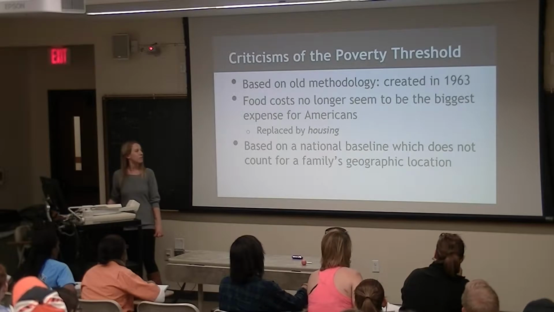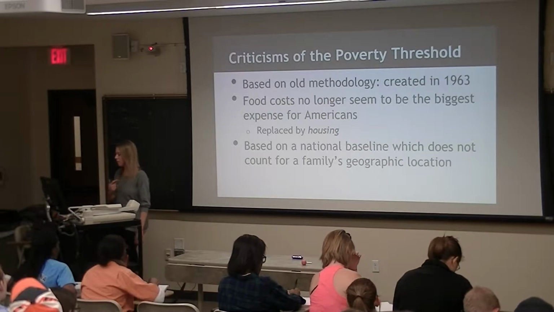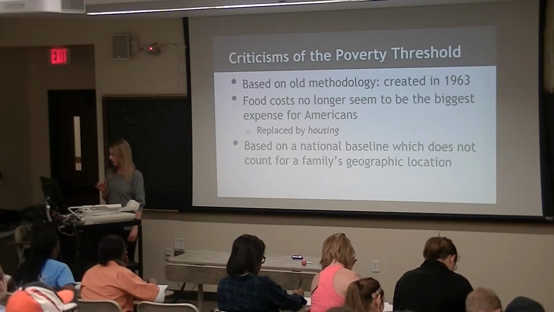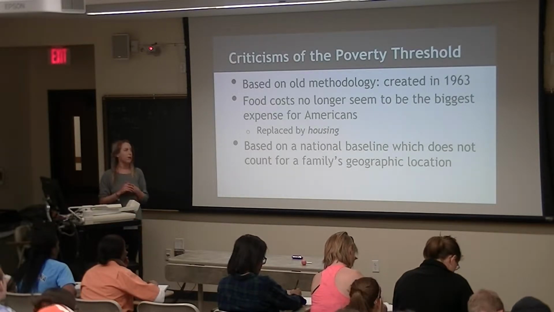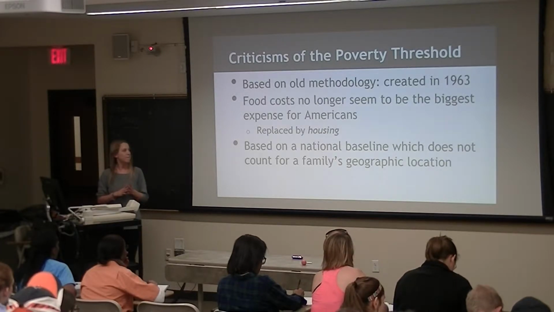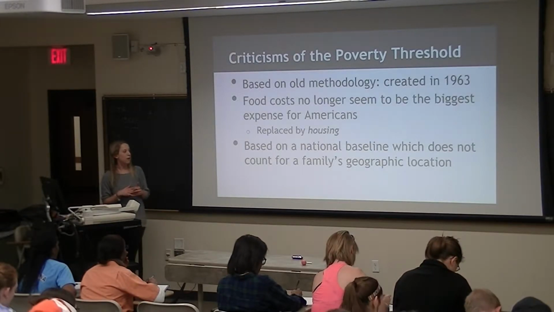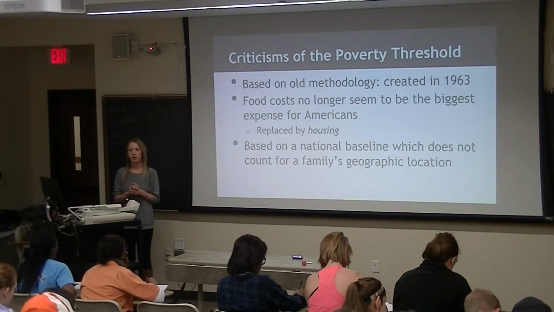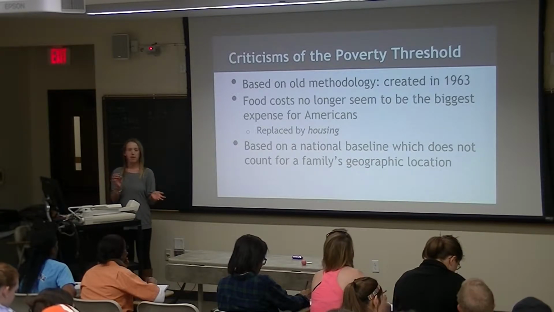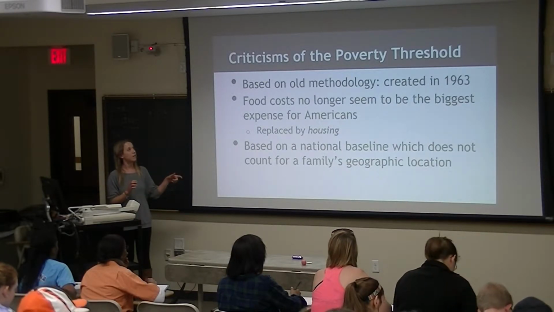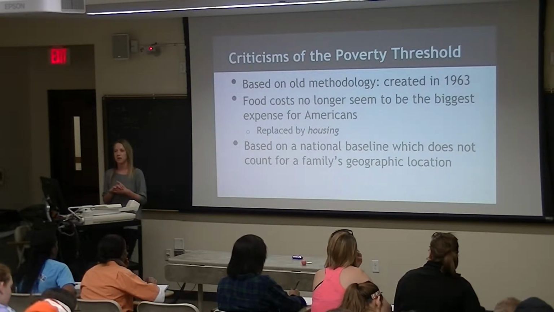So some criticisms of the poverty threshold. It's based on a really old methodology, and you guys went over this. Food costs are no longer the biggest expense for Americans. It's actually been replaced by housing, which isn't too surprising. The poverty threshold is also based on a national baseline, so it doesn't account for a family's geographic location. It's assumed that housing costs are the same in every community in the United States. And so considering that housing is factored into this poverty threshold, why would it be an issue to not account for where someone lives? Why would that be a bad thing?